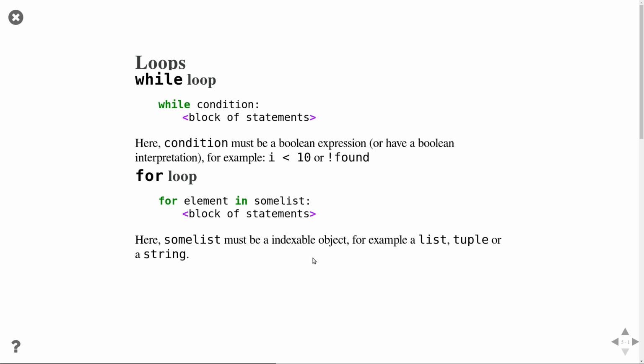This could be while i is smaller than 10, or while not found, where found is a Boolean expression, or maybe i equals j, something like this. And then after that, you have a colon to indicate that the condition is finished. The next lines after that will be part of the while loop. Something important to note here is that in Python, you don't use curly brackets to specify the beginning and the end of the while loop, like you do in C, for example.